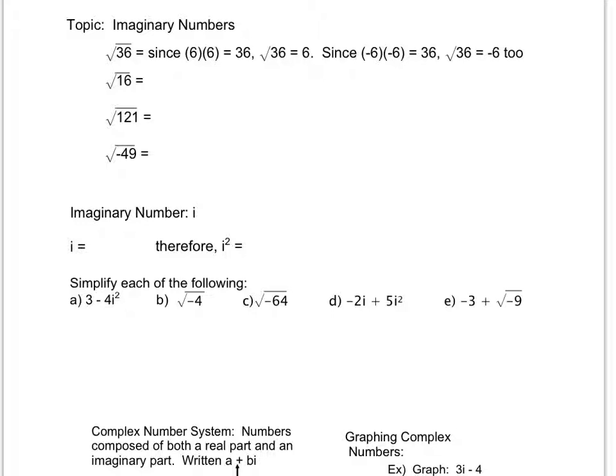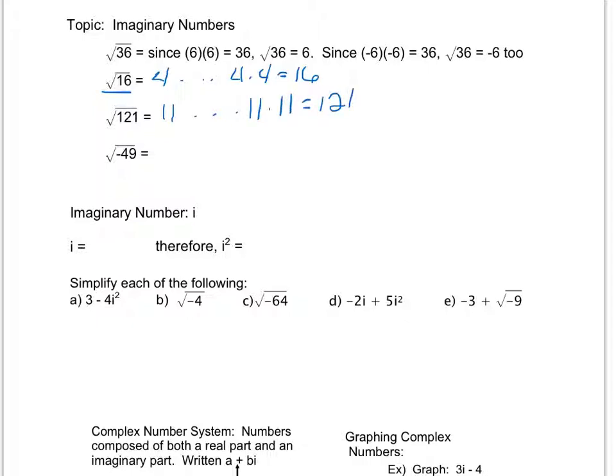If I start looking at some square roots, what is the square root of 36? Well, since 6 times 6 is 36, I can say the square root of 36 is 6. I can also say, since negative 6 times negative 6 is 36, that the square root of 36 is negative 6 as well. Oftentimes you'll see us say the square root of 36 is plus or minus 6 for that reason. If I continue looking, the square root of 16 is 4, since 4 times 4 equals 16. I can say the square root of 121 is 11, since 11 times 11 is 121.